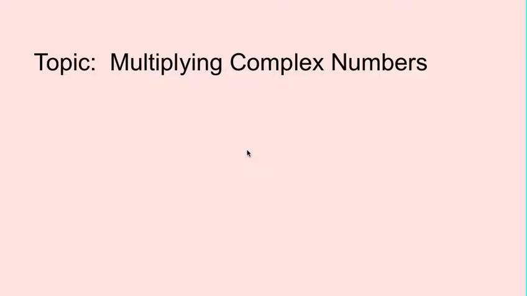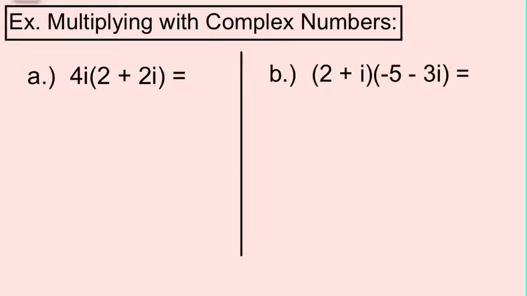We're going to multiply complex numbers together here. First example, 4i, so this is a complex number, and we're going to multiply it to another complex number. So if we just have a single 4i, we can think of this as like distributing in. So we take 4i times 2, and we get 8i.